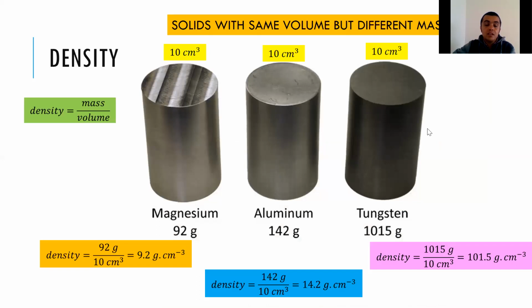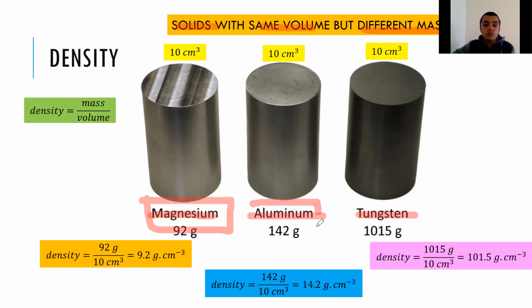In the second case, we have different solids: magnesium, aluminum, and tungsten. Tungsten is the one that we usually use for light bulbs. So these are different metals, magnesium, aluminum, and tungsten. And now you still take the same volume. These are solids with the same volume, but different masses. So you take a piece, 10 centimeter cube, 10 centimeter cube, 10 centimeter cube. And what you need to do is just put it on a scale.